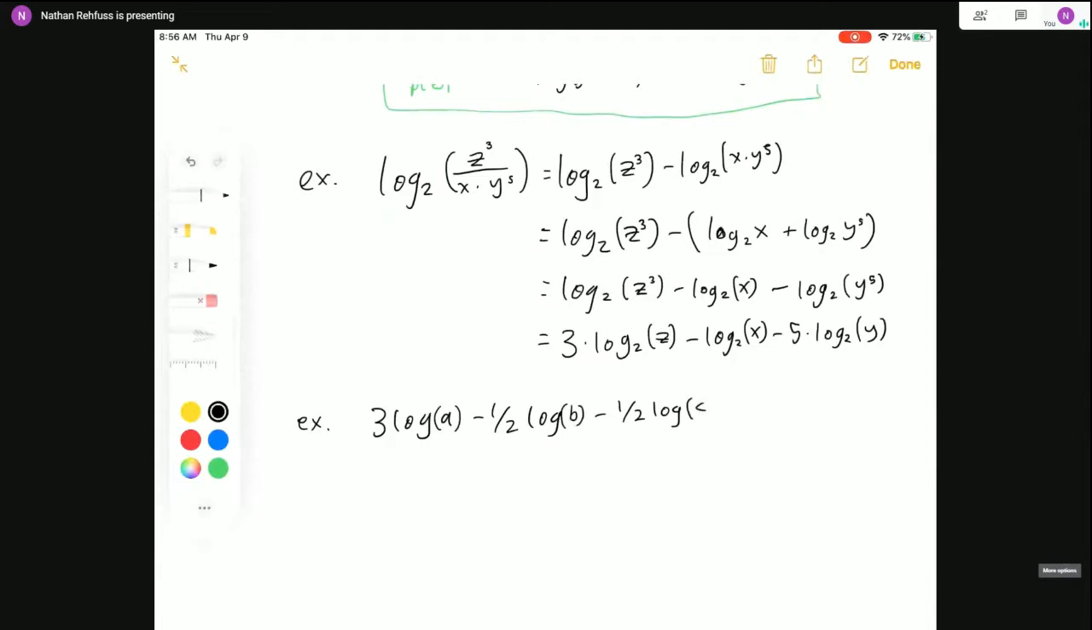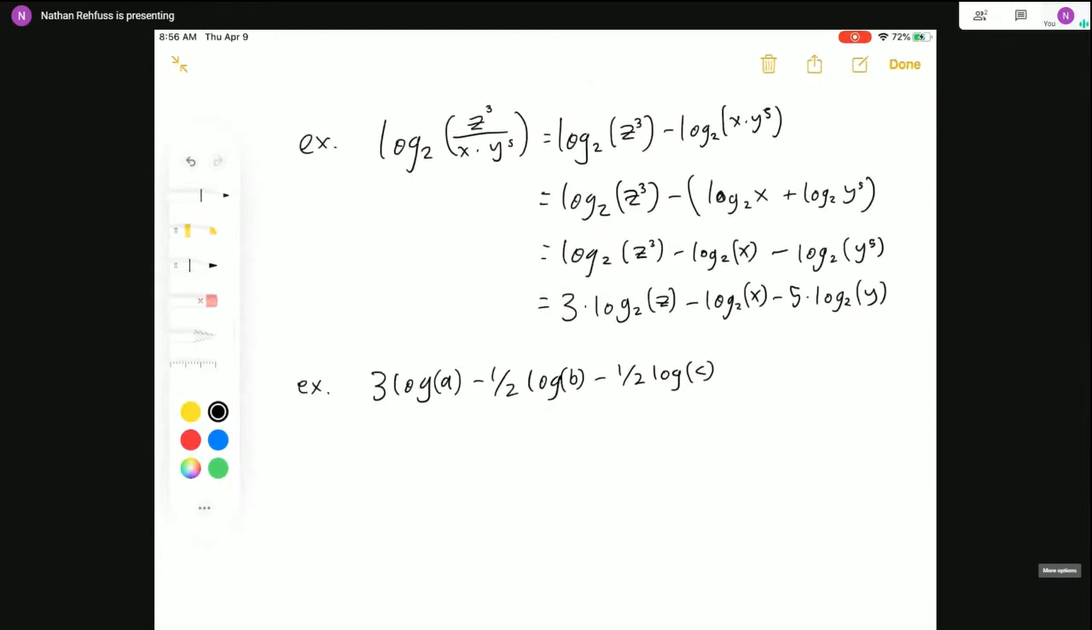And now I want to go in the opposite direction. I want to glue this thing together as much as possible with my log properties. So the very first thing I'm going to do is put all of these coefficients inside as exponents. This is the log of a cubed. This is the log of b to the 1/2. And this is the log of c to the 1/2.